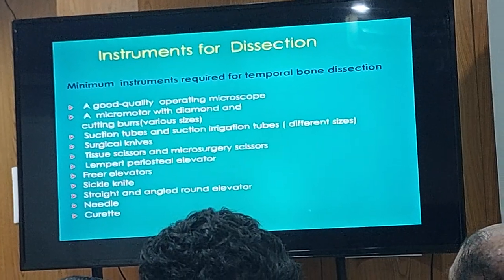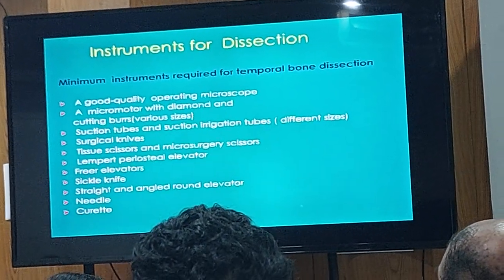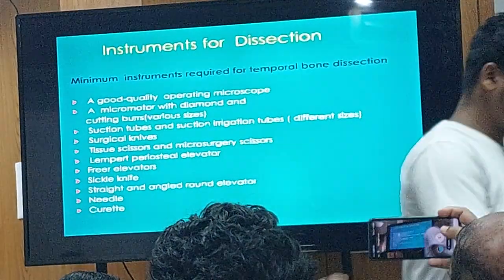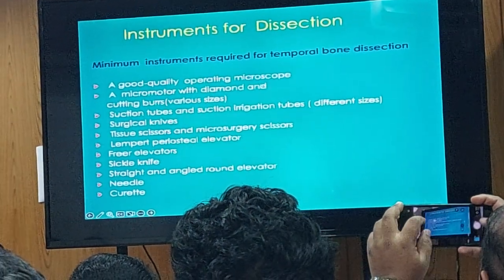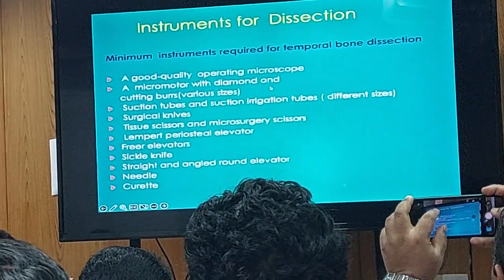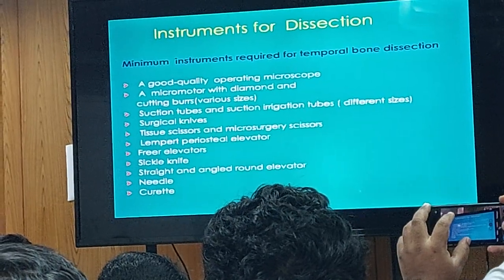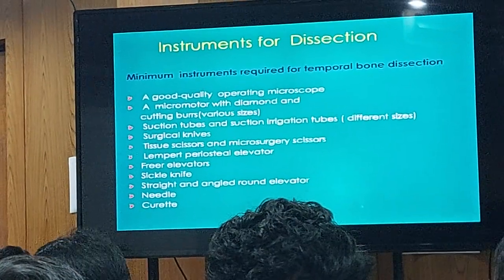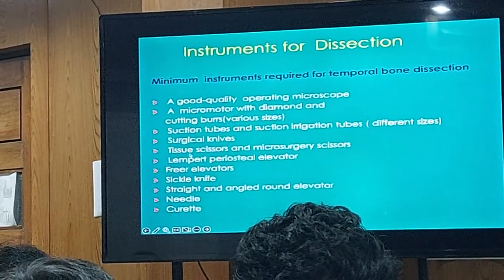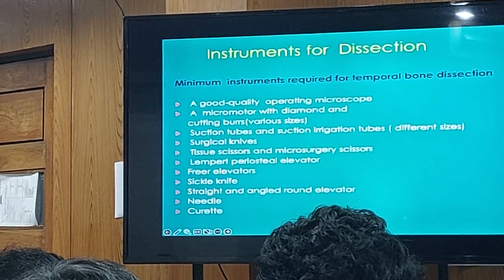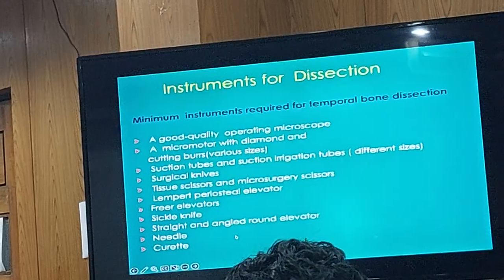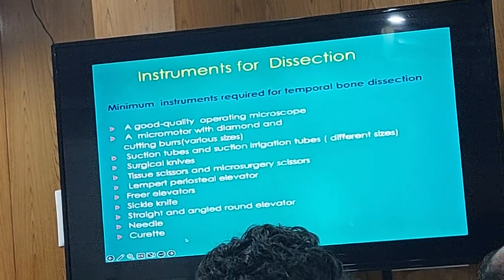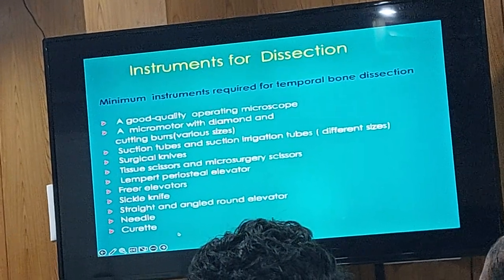For the dissections, we need some minimum instruments: a good quality operating microscope, micromotor with diamond and cutting burs of various sizes, suction tubes and irrigation tubes of different sizes, surgical knives, tissue dissectors, microsurgery scissors, periosteal elevator, fluid elevator, sickle knife, straight and angled round elevator, needle and curette. These are the basic instruments we must have.